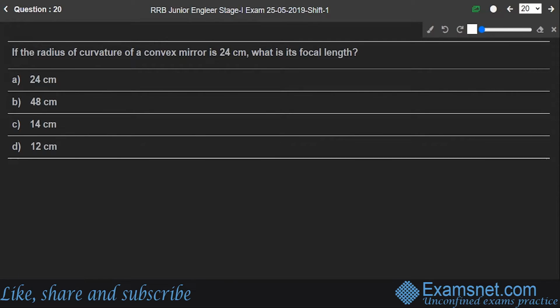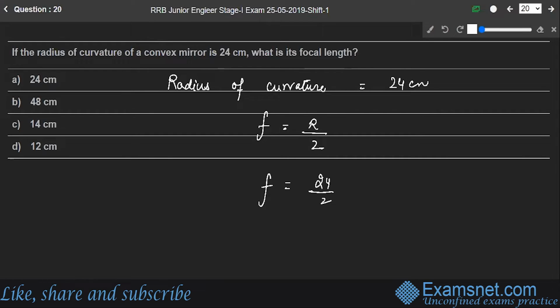Next, question number 20. The radius of curvature of a convex mirror is 24 centimeters. You have to find out the focal length for it. Let's write down: radius of curvature for the convex mirror is 24 centimeters, and you know F is equal to R upon 2. So the focal length of a convex mirror is half the length of the radius of curvature. So it's 12. Simple as that. Option D is the right answer.